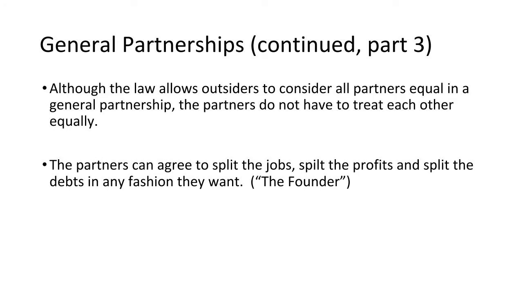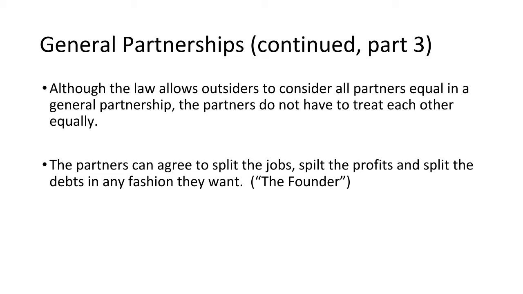Now, in another video, I talked about joint and several liability. I talked about how that applied to general partnerships. And the principle of it is general partners are jointly and severally liable for the debts of the entire partnership. If the partnership as a whole owes somebody $1 million, then any one of the partners could be made to pay it.